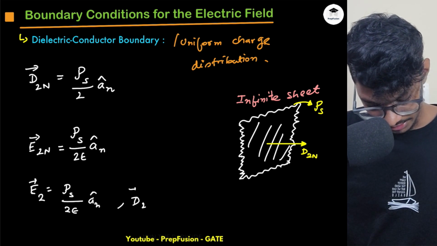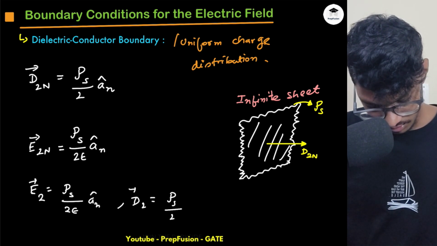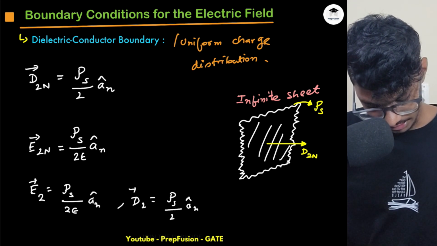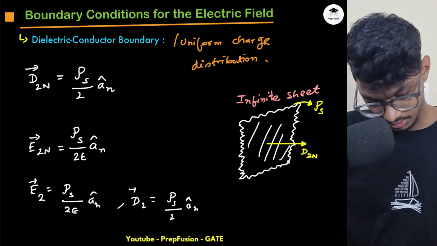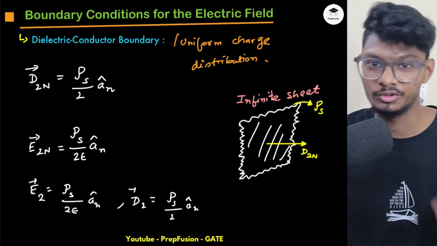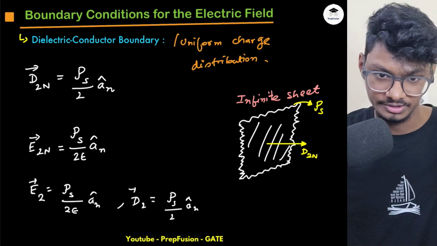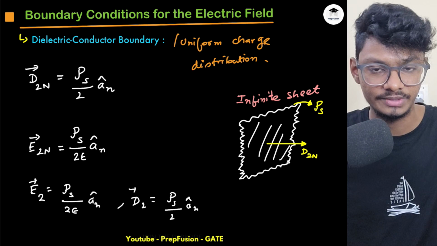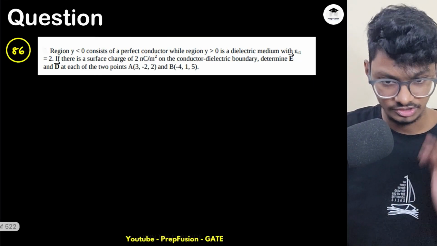And what about D2? D2 will be simply rho s by 2 n cap. So what will be my other electric field? It will also be rho s by 2, because rho s minus rho s by 2 is rho s by 2. Okay, that's why. So I hope you understand this point.